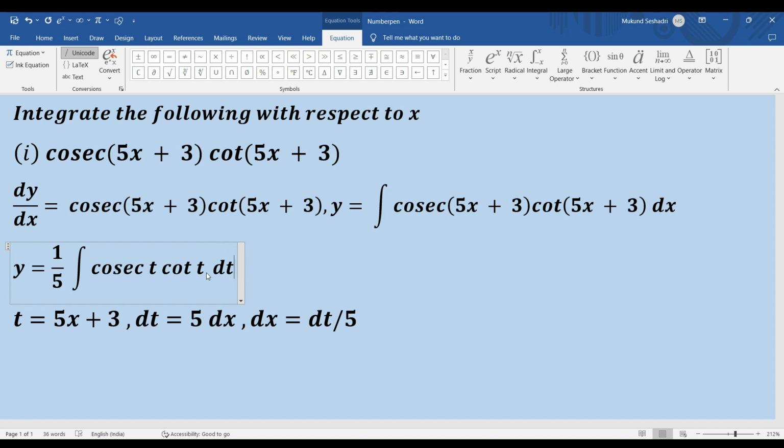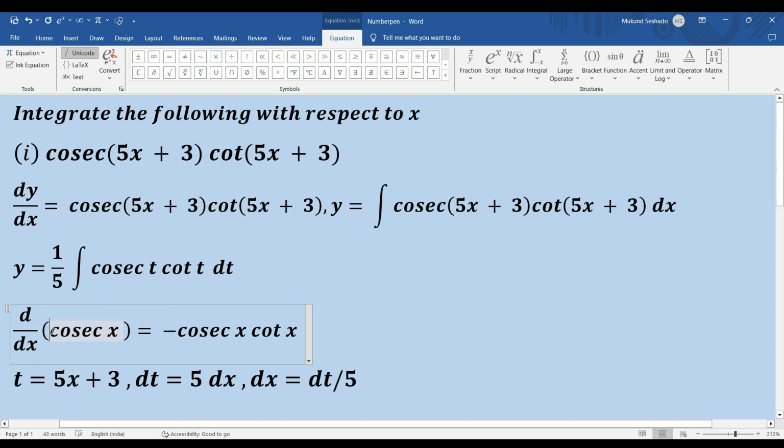And what is that? This is something which I'm quite familiar with from first principles, right? What is my d by dx of cosecant x? My d by dx of cosecant x is minus of cosecant x cot x, right? And I multiply by a minus on either side, I get plus cosecant x cot x, right?